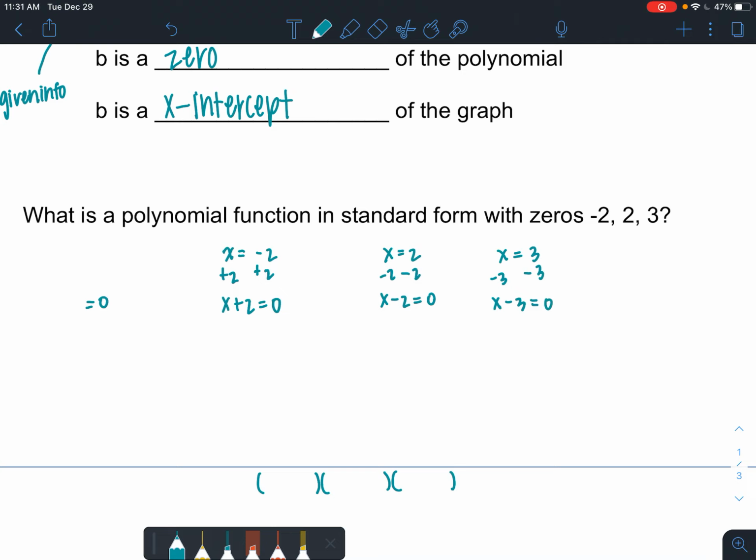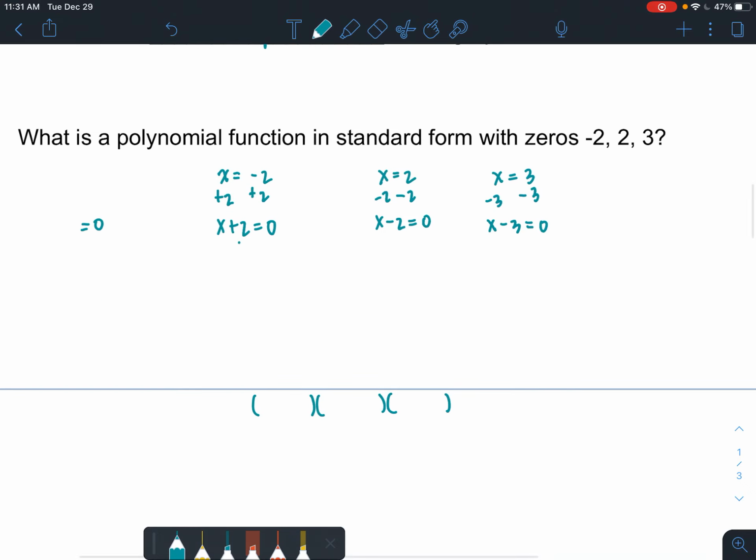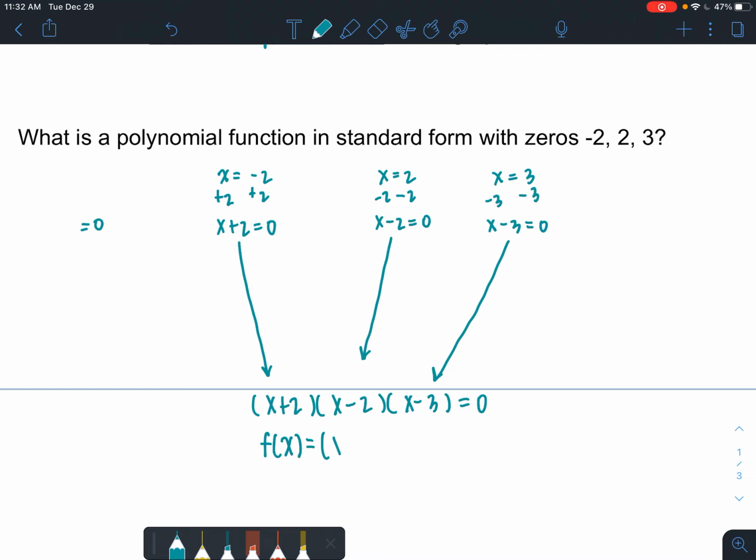Now that those are equal to 0, I can put those into here. So I don't have to write them that far down, but I get x plus 2, x minus 2, and x minus 3 is equal to 0. And so you can just say f of x or whatever it is. And that right there is a polynomial function, given those zeros.